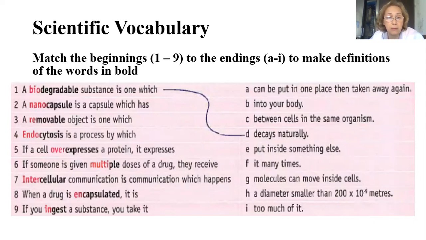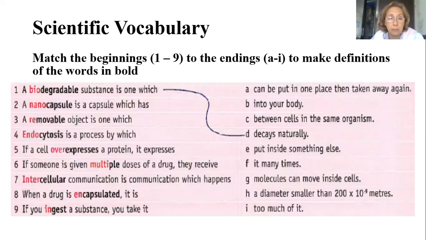Okay, Duman, number 5, please. If a cell overexpresses a protein, it expresses too much of it. Exactly. So overexpress means produce too much, over means too much. This is the meaning of the prefix over.